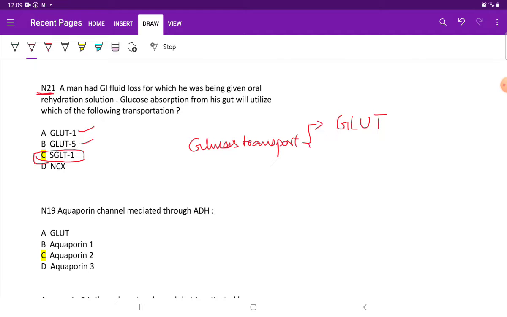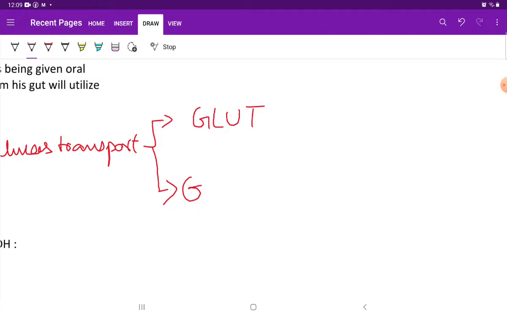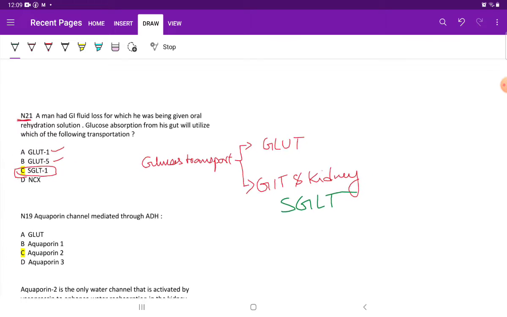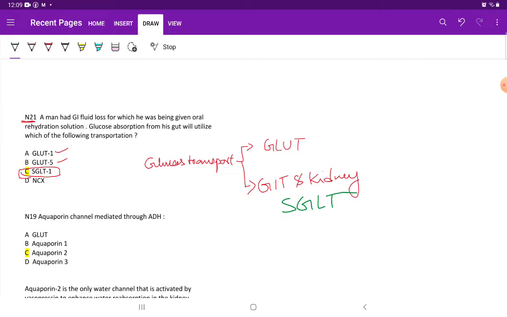Because glucose transport in GIT and kidney is done by SGLT. So SGLT is the transporter which helps in glucose transport in GIT and kidney, whereas in other cells it is GLUT. Okay, so we found the answer, it's SGLT.